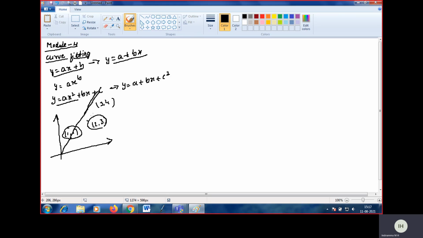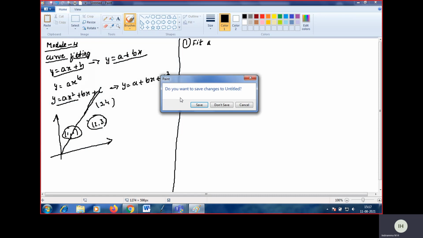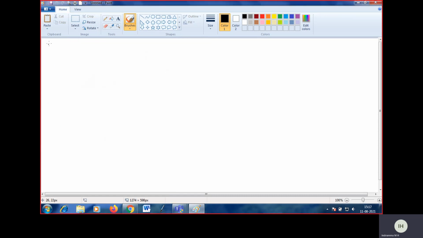They will give the data for x and y. Okay. So for example, I will start with the first problem. First one, fit a straight line y is equal to ax plus b for the following data. I will solve the problem on the next page.